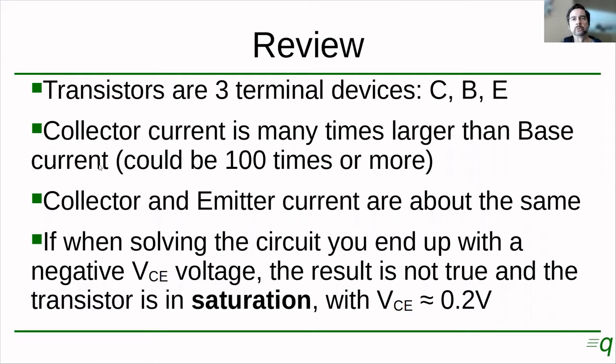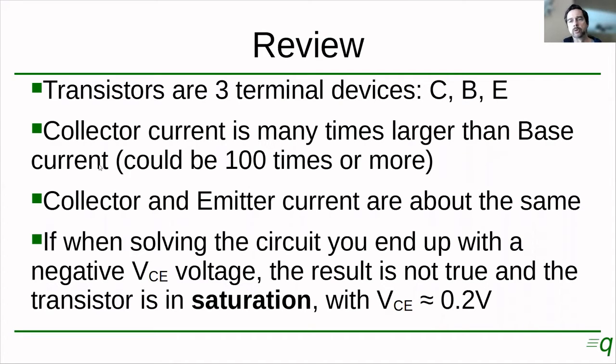As usual, let's start with a review of some concepts that we saw on our last class. Transistors are three-terminal devices, and the three terminals are called collector, base, and emitter. Collector current is many times larger than the base current, about 100 times or more sometimes. And collector and emitter current are about the same.